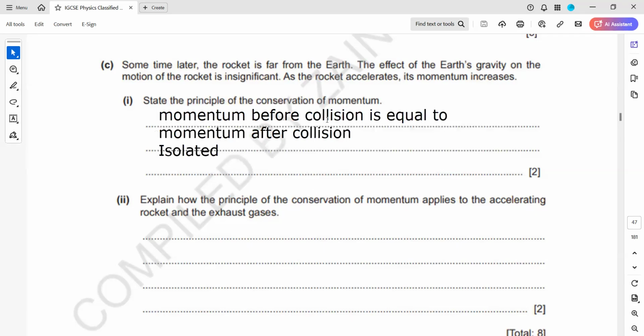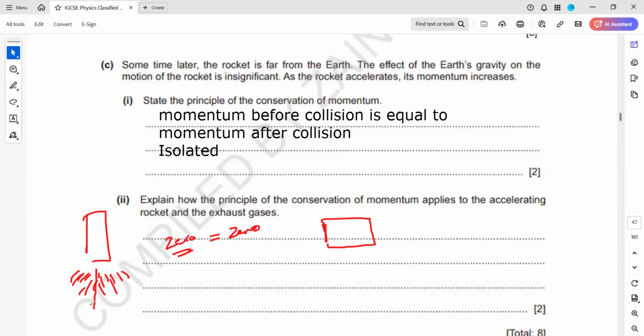Explain how the principle of conservation of momentum applies to an accelerating rocket and exhaust gases. How do we apply it? For example, if this represents a rocket, the exhaust gas exerts force downwards, but the rocket goes up. What is the initial momentum here? For a rocket and the exhaust gases, the total initial momentum is 0. So if the initial total momentum is 0, the final should also be 0.